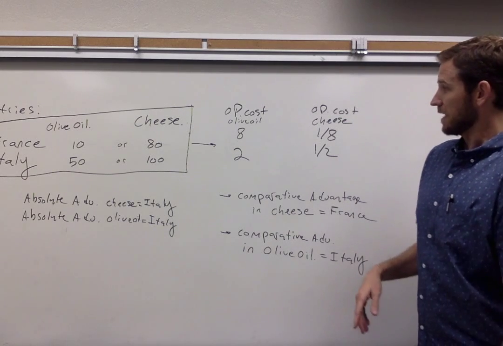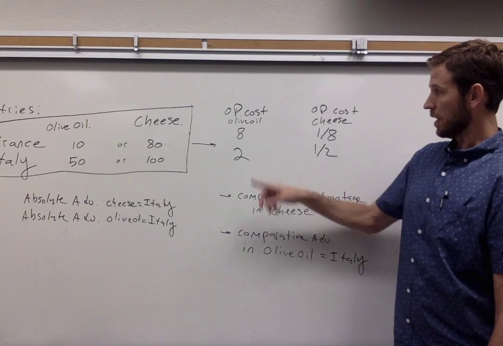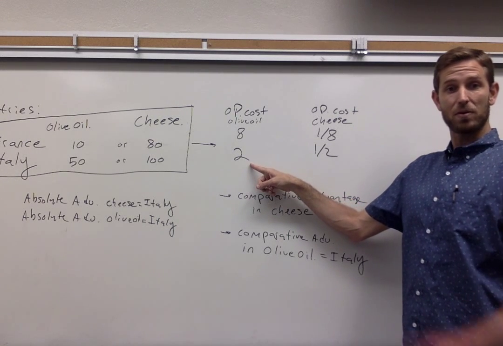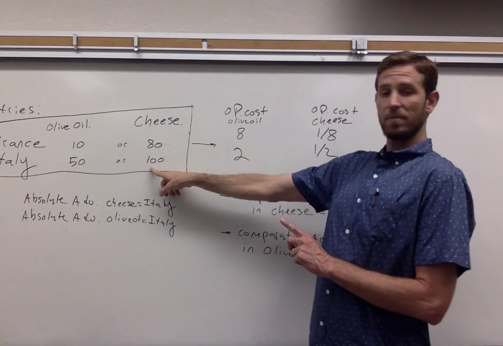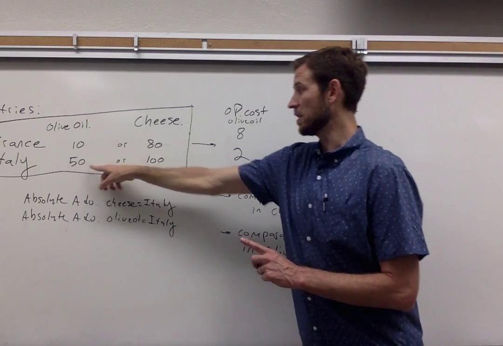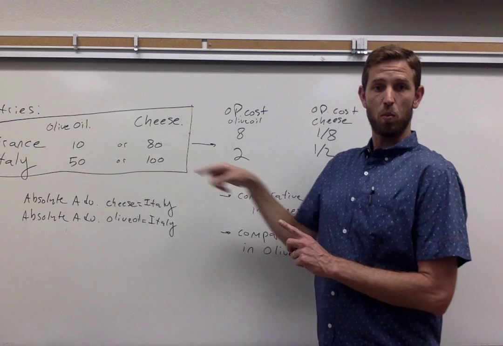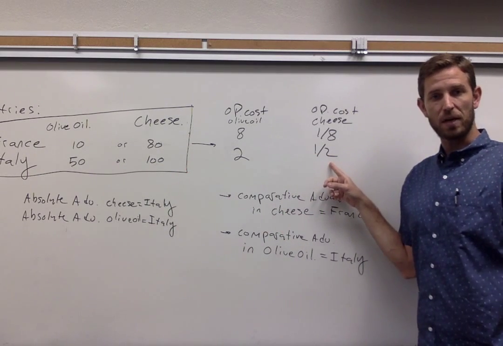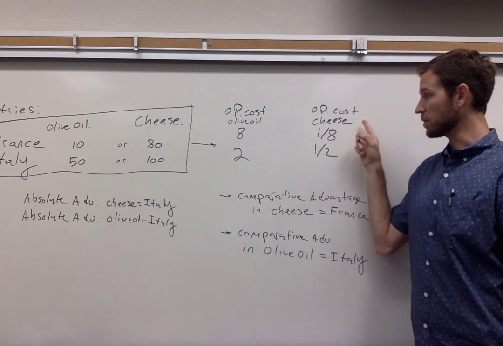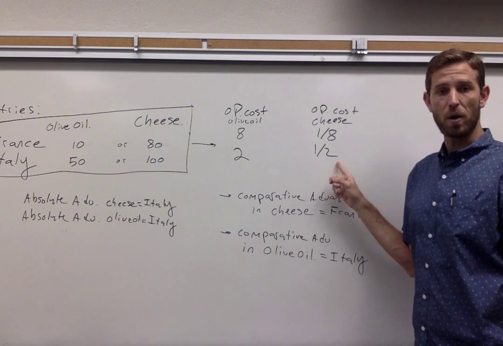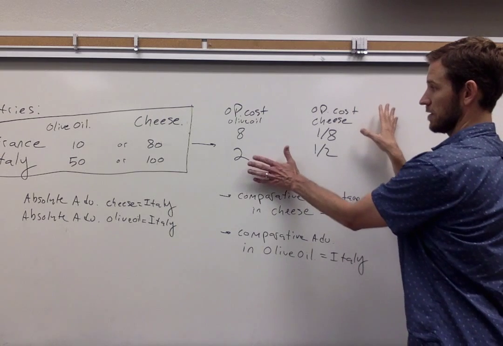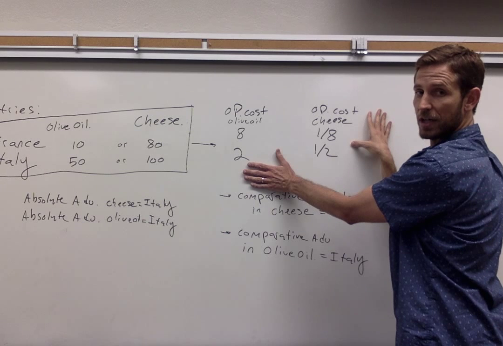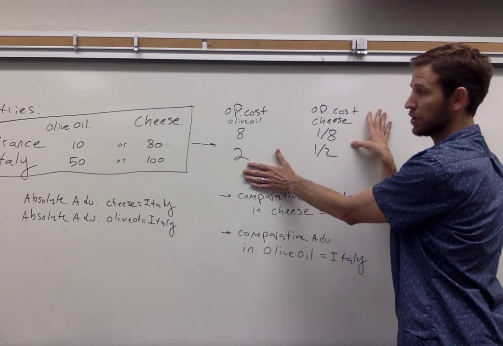Okay. Same thing for Italy. The opportunity cost for olive oil, what they give up every time they produce 1 unit of olive oil, is of course going to be 2 units of cheese, because 50 to 100 is as 1 is to 2. And using that reciprocal technique that we identified a second ago, you can see that the opportunity cost for cheese in Italy would be 1/2. All right. So these are the numbers here that we're going to use to figure out who's got the comparative advantage in the production of each good.